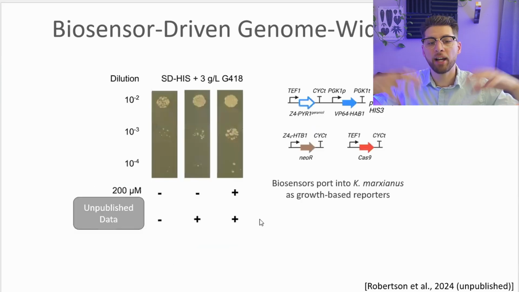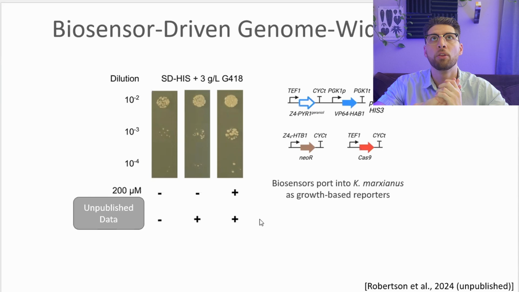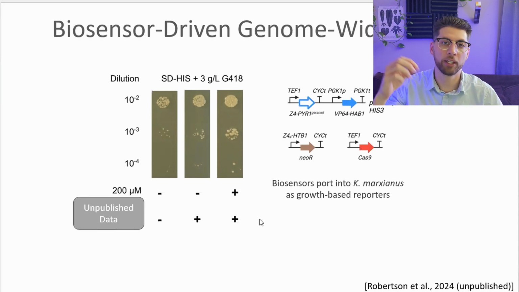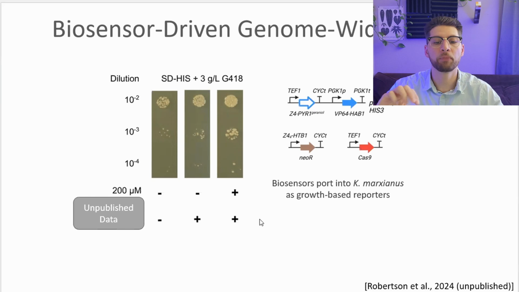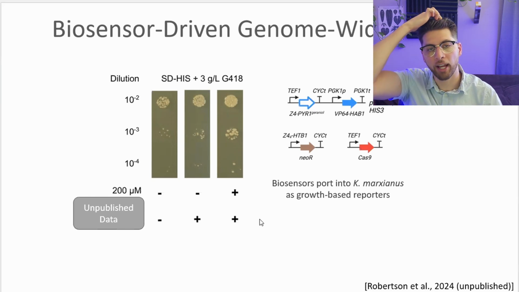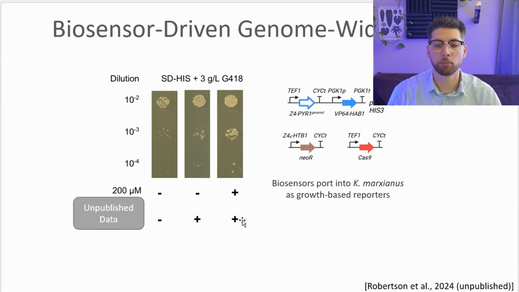So then I designed this to be a growth-based reporting assay so that when the terpene is present, we get stronger growth. So we can look at a plate at the beginning and pick the largest colonies, and that largest colony should be producing the most of our product. You can see here in this top row, this is adding the terpene or not adding the terpene, and this bottom row is adding the gene that makes the terpene or not adding that gene.